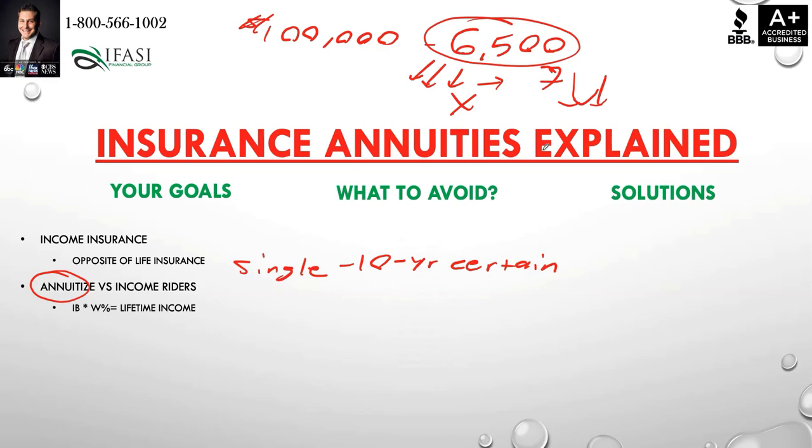And this is why I have a real problem with immediate annuities. I have a problem with DIAs, deferred income annuities. I have a problem with QLACs, qualified longevity annuity contracts, because it's leveraging that annuitization table. I like the concept of income riders.